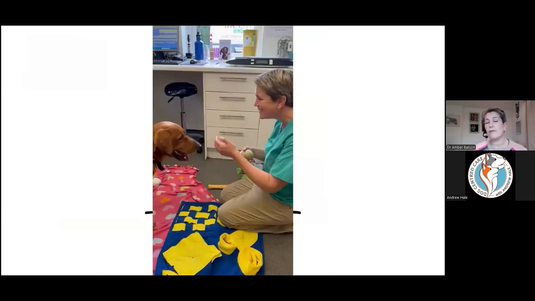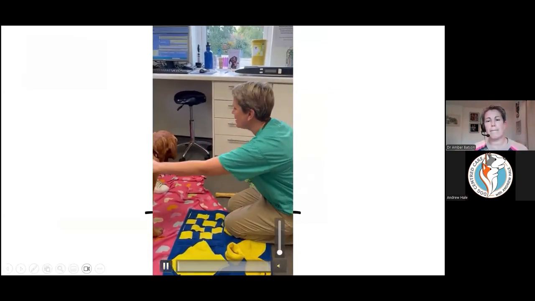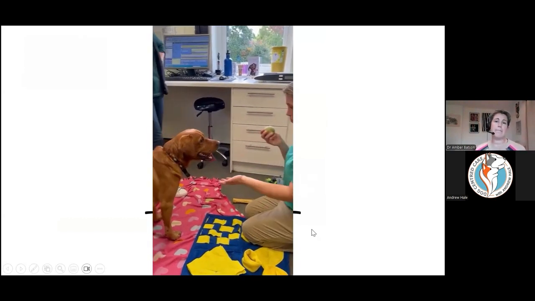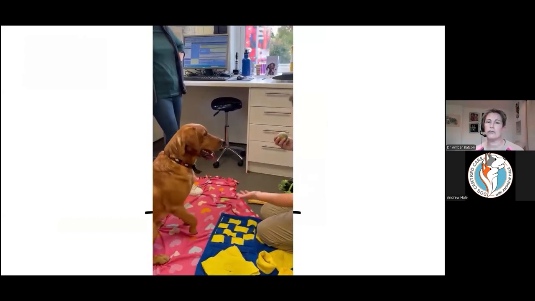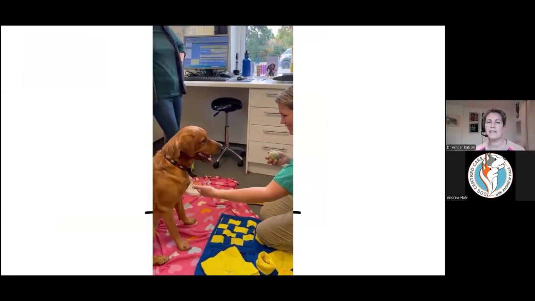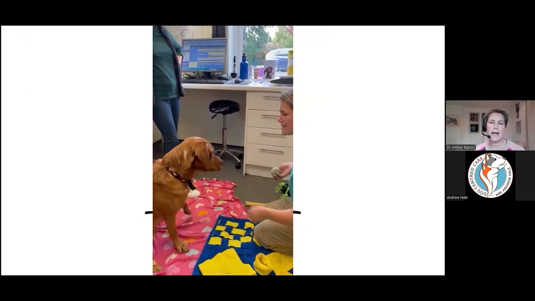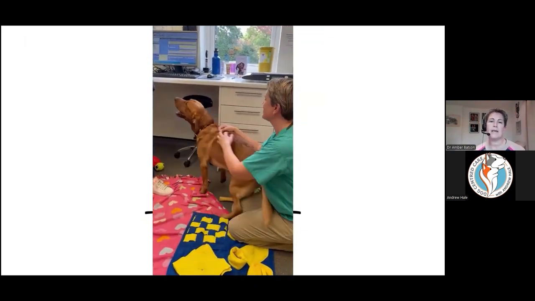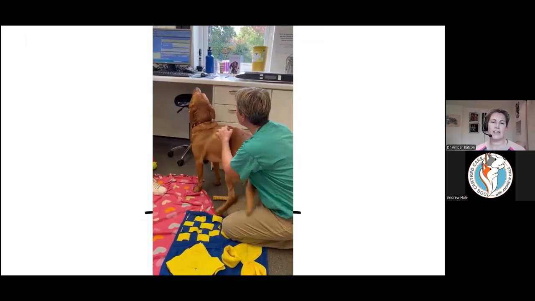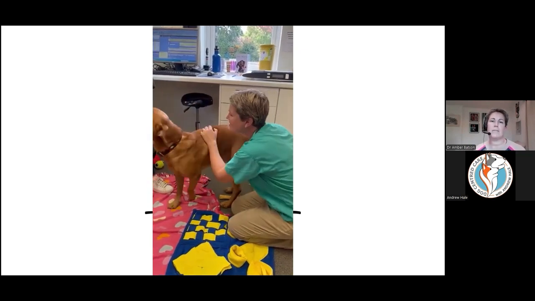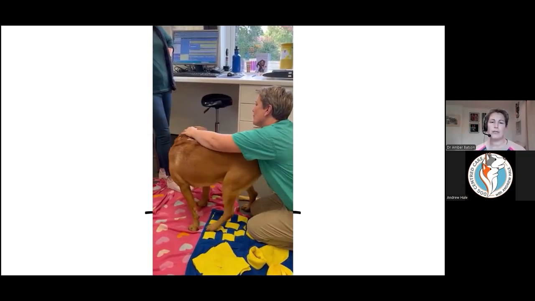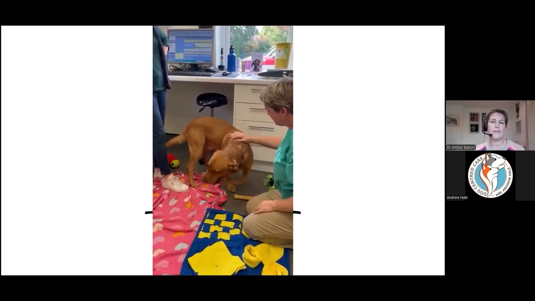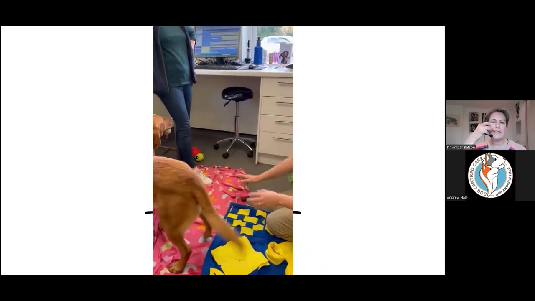Some dogs won't take food, as we've said. So this is a dog who, when I first met him, had developed a really strong negative association with the vets, and he actually launched himself at my head the first time I met him, barking and lunging intensely. Despite being a Labrador, he still will not take food in the veterinary clinic. But what he does love is a ball.